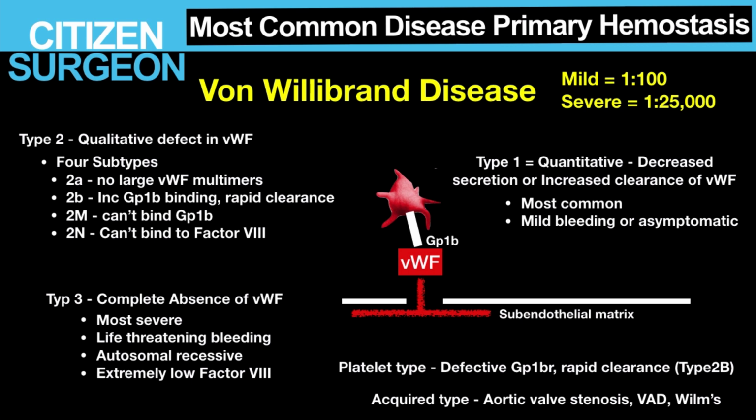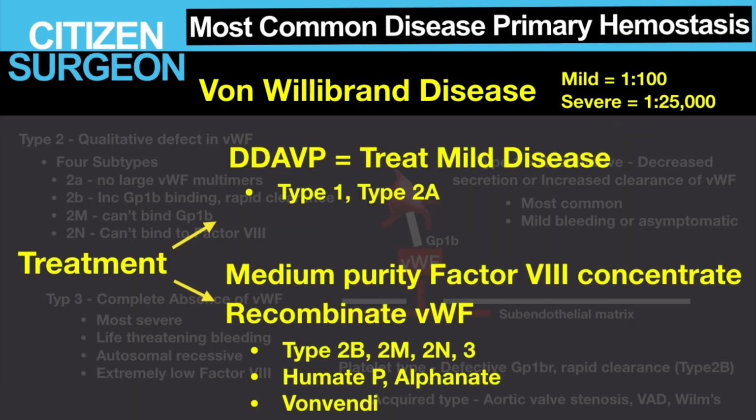Now, how do you treat von Willebrand's disease? Well, in the mild form, you can treat it with DDAVP. And this is type 1 and type 2A. If you have a quantitative defect, you don't have enough, or you're having increased clearance, then using DDAVP to release those Weibel-Palade bodies and present more von Willebrand's factor and factor 8 will be very helpful.